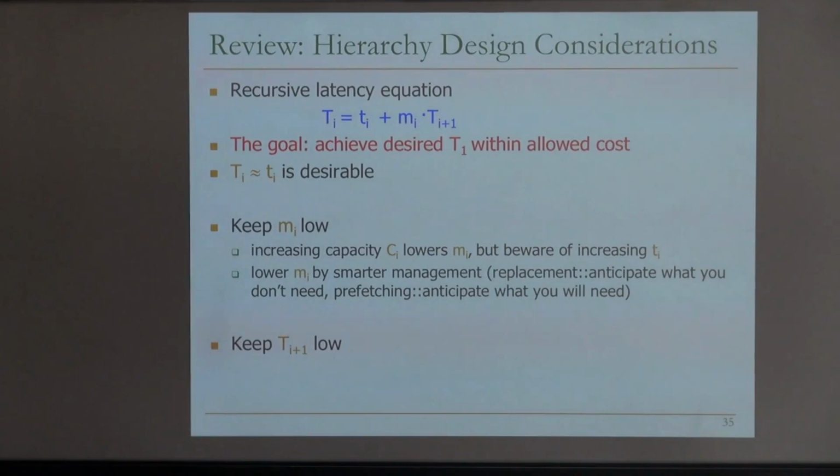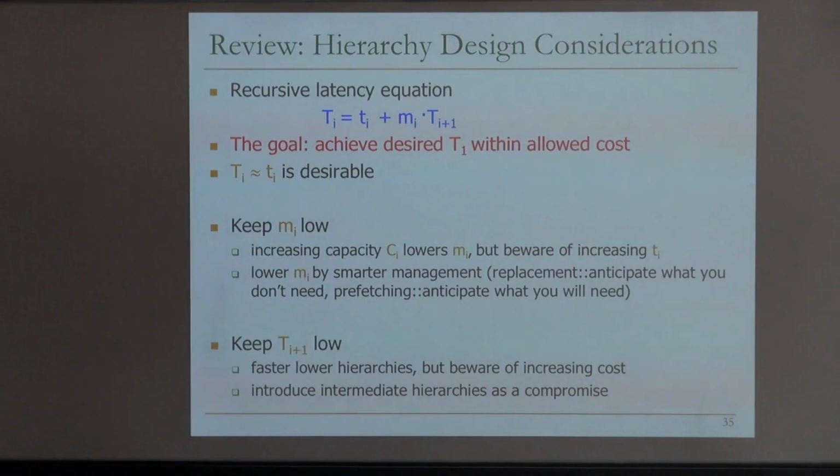And you also want to keep the outer levels' access latency low. To be able to do that, you may actually need to have faster lower hierarchies, outer hierarchies, but that increases the cost. You may introduce more layers. And this is exactly the reason why more layers of cache have happened, because you wanted to, okay, you miss in this level, you want the next level access to be fast, but if the next level directly goes to memory, it's not fast, so you introduce another level of caching. And then you have some probability of hitting over there.